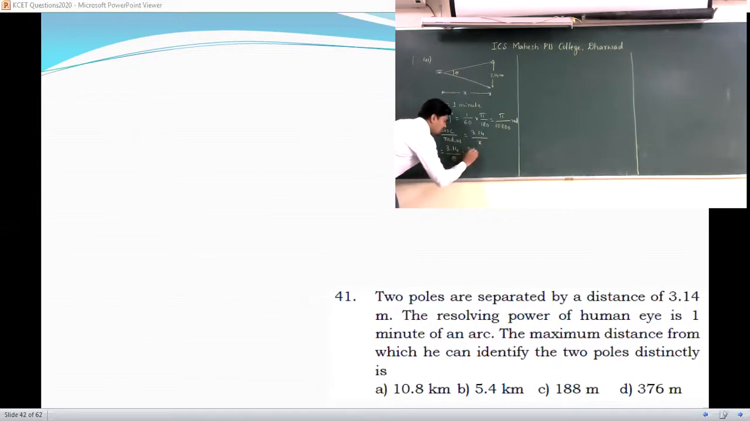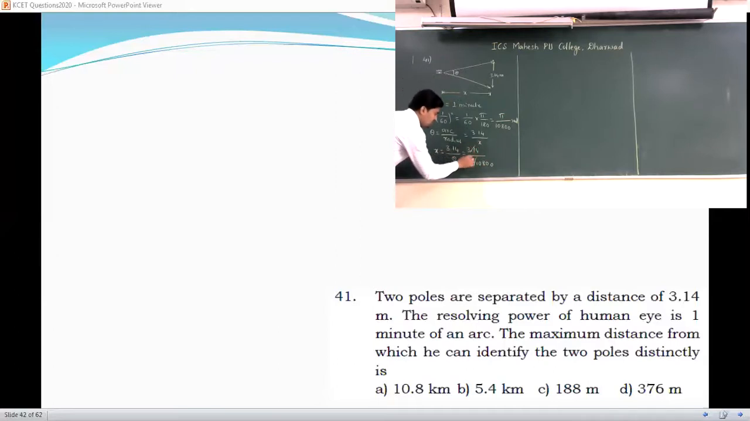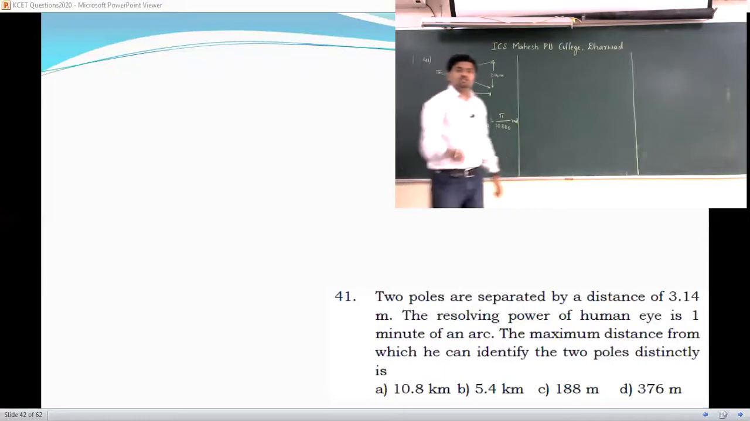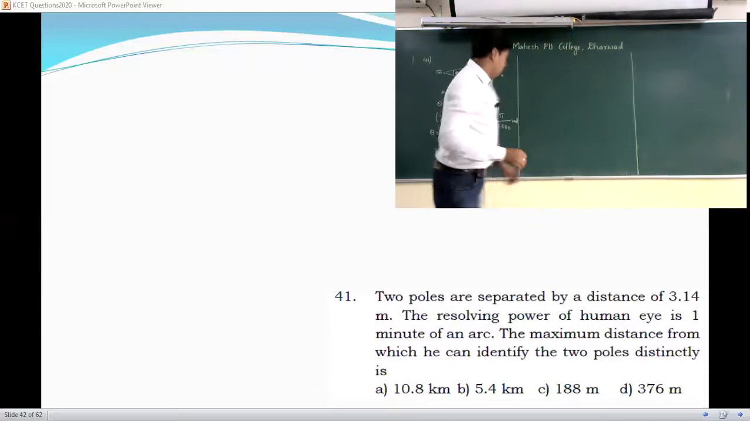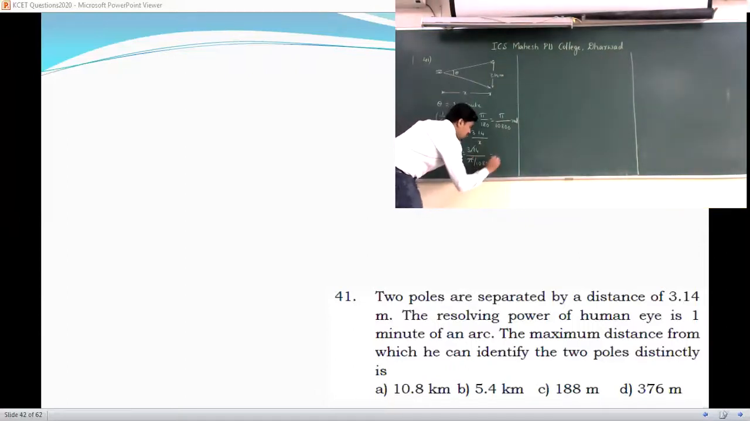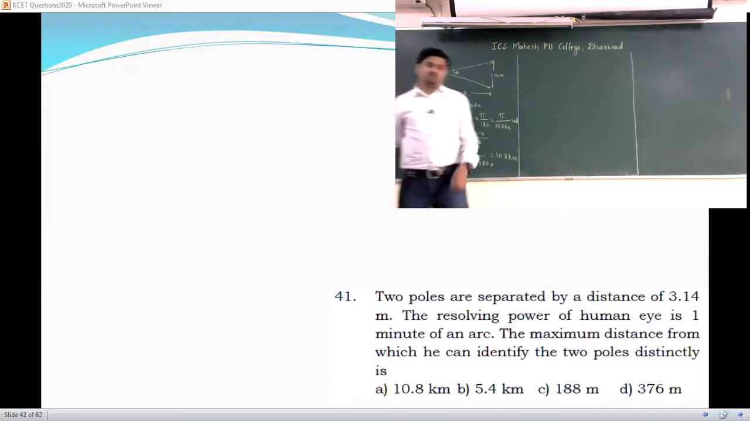So 3.14 divided by theta, which is pi by 10,800. We know the value of pi as 3.14, so 3.14 and pi cancel each other, and 10800 comes to the numerator. If you see the options, they have given 10.8 kilometer. So 10,800 meter in terms of kilometer is 10.8 kilometer. That's it. So option A you can choose as your answer. Let us go to the next one.